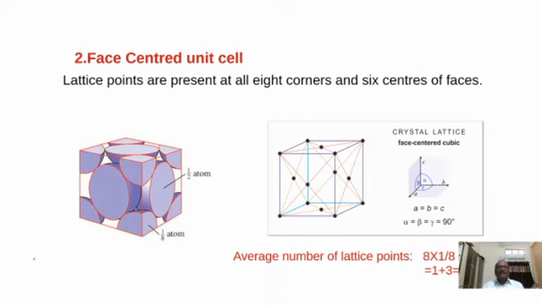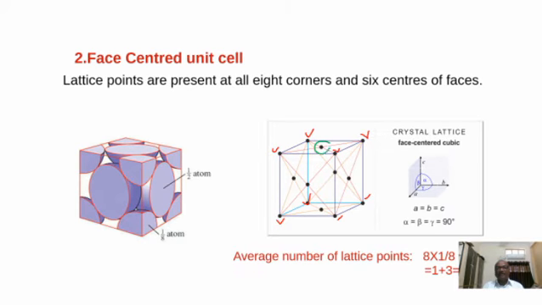Second one, you see the face-centered unit cell. What is the meaning of face-centered unit cell? This is a unit cell which contains a lattice point at all 8 corners. All 8 corners. You can see here 1, 2, 3, next 4, 5, 6, and 7. Here it is 8. Like that, 8 corners. And also the lattice points will be present at the center of faces. You know, a cubic structure will have 6 faces. 8 corners, 6 faces. Each center of face will have a lattice point.